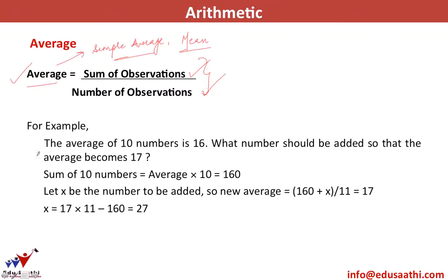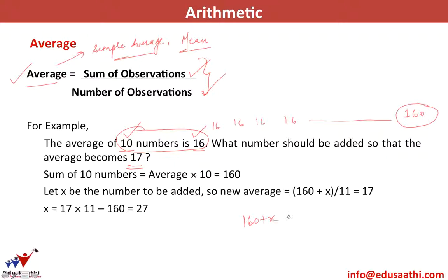Let's look at an example. The average of 10 numbers is 16. What number should be added so that the average becomes 17? So if the average of 10 numbers is 16, I can assume all the numbers to be equal to 16. So all the 10 numbers can be assumed to be 16, 16, 16, 16, 16. So the sum of all the numbers would be 160. This is the sum. What number should be added so that the average becomes 17?